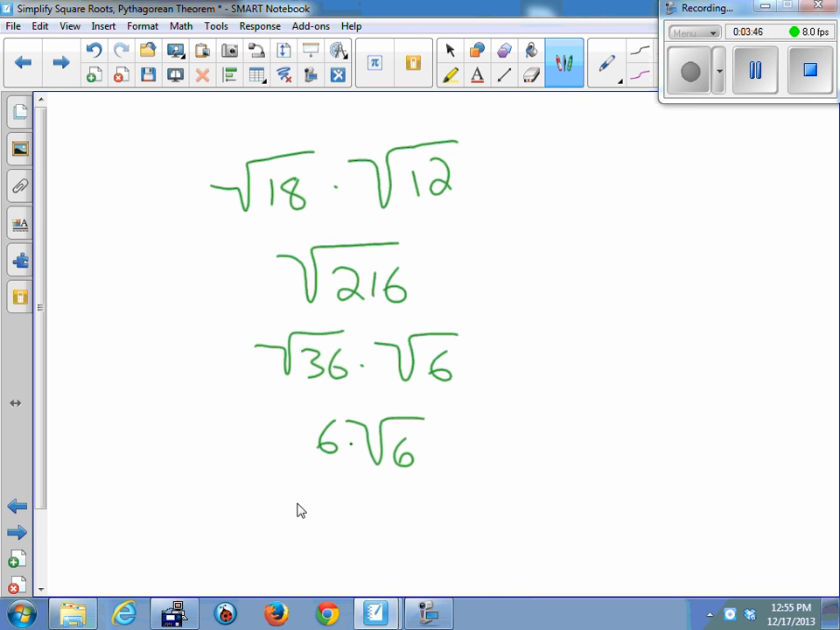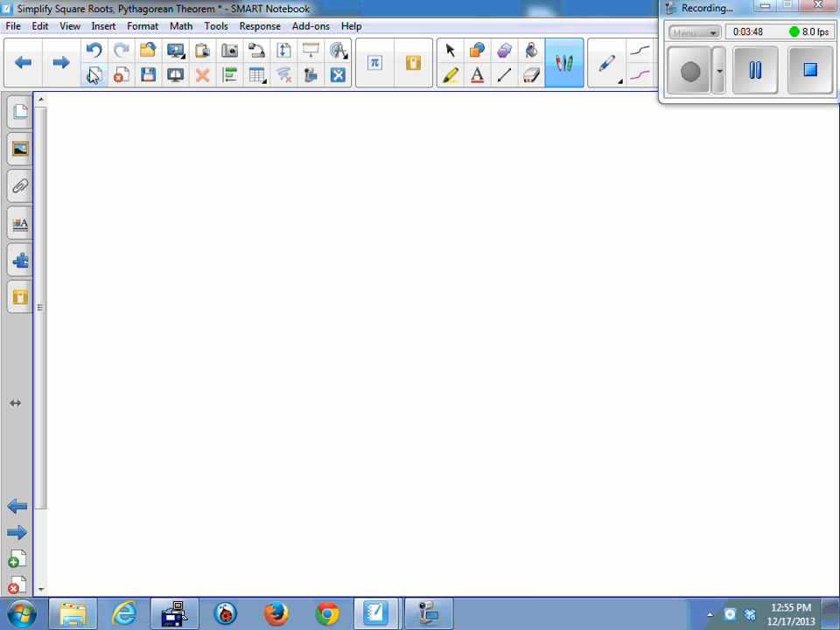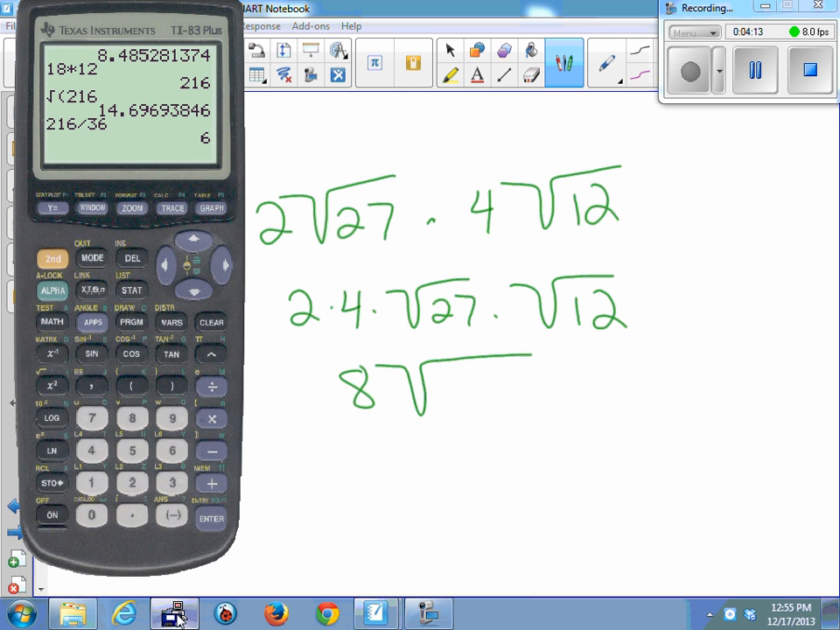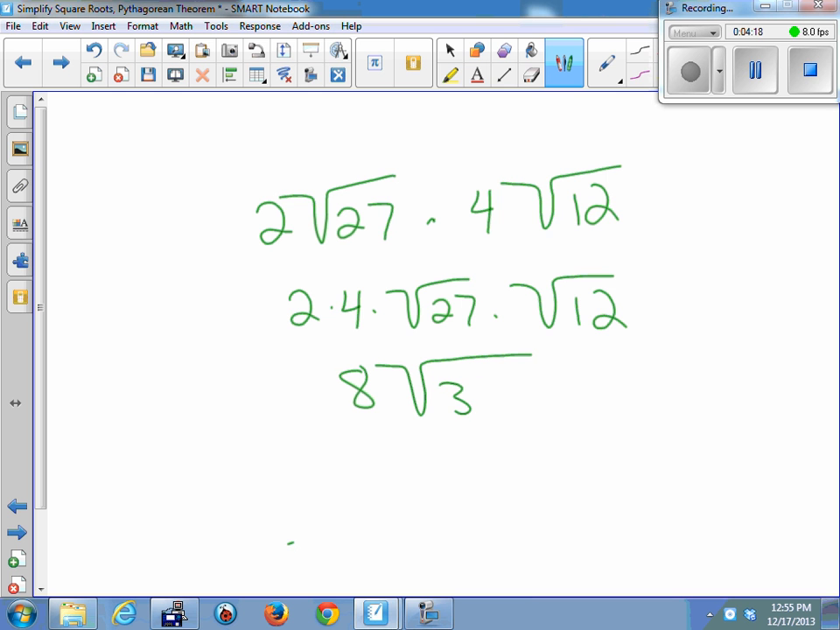A couple more. Here we have 2 square roots of 27 times 4 square roots of 12. We're multiplying these two together, so we rearrange it: 2 times 4 times the square root of 27 times the square root of 12. This gives me 8 square roots, and then you can do 27 times 12, which gives you 324.